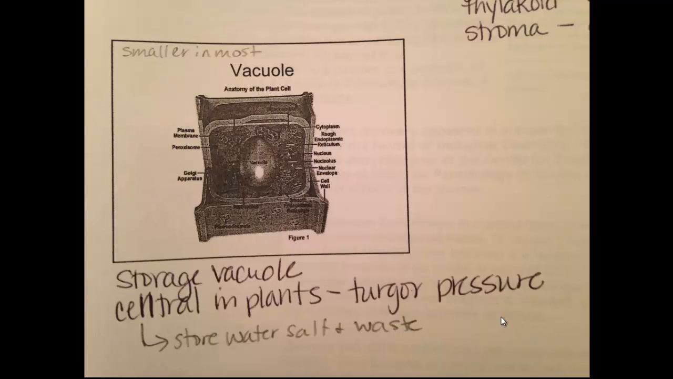Turgor pressure is what allows this vacuole to push up against the outsides of the cell wall, and that's going to keep it in that rigid shape that allows those plants to grow up towards the sun. In the vacuoles that are in animal cells, there are usually multiple of them, and they're smaller. Again, these are something that's going to contain salts or waters or proteins and waste and things like that.